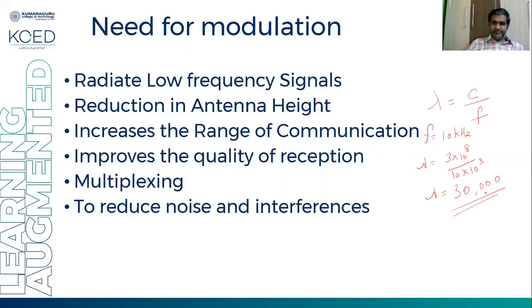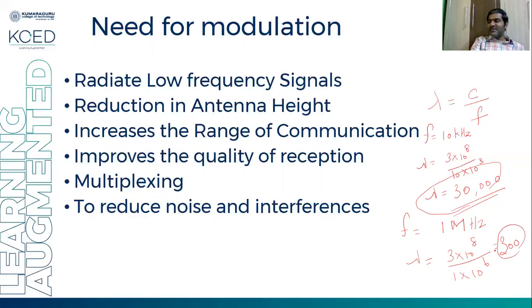Okay. And consider another range of F. So let me assume it as 1 megahertz. So now I'm calculating my lambda. So lambda is equal to 3 into 10 power 8 divided by 1 into 10 power 6. So you will have it as 300. So here lambda is 300.